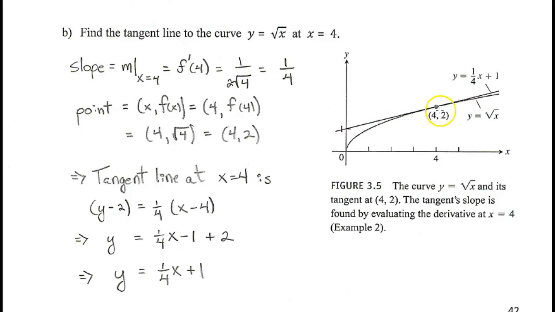Here's a picture of it. Here's 4, 2. We found the slope to be 1/4. So to actually find out that this line is 1/4 x plus 1, we plug it into the point slope form. y minus your y naught, which is 2, equals m times x minus your x naught, which is 4. Do the simplification to put it in slope intercept form, and you get y equals 1/4 x plus 1.